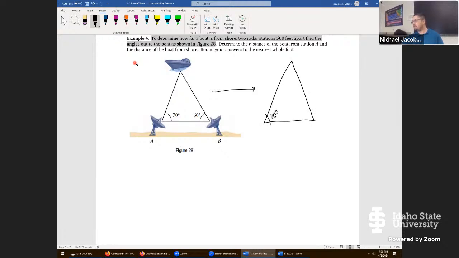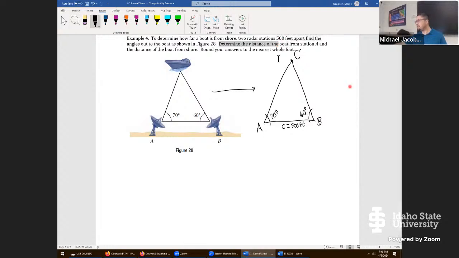We have an angle of 70 degrees. Let's call that A because it was called station A. We have an angle here at 60 degrees. We'll call that B because it was referring to station B. That's unfortunate. I don't want to call this one a boat. We'll just call it C. Our boat is now C. And they told us the two radar stations are 500 feet apart. They gave us lowercase c. Let's put a prime there to say it's uppercase. This one is at 500 feet. So we'll do all of our work right over here. Let's see what the questions are going to be. Determine the distance from the boat.